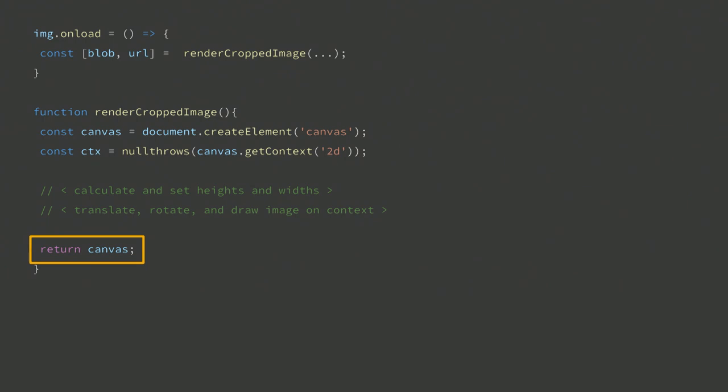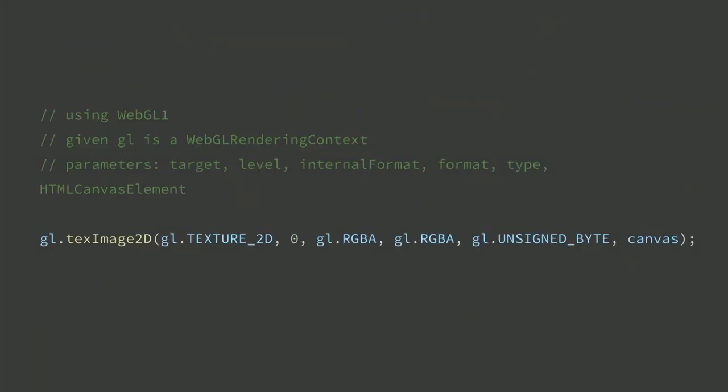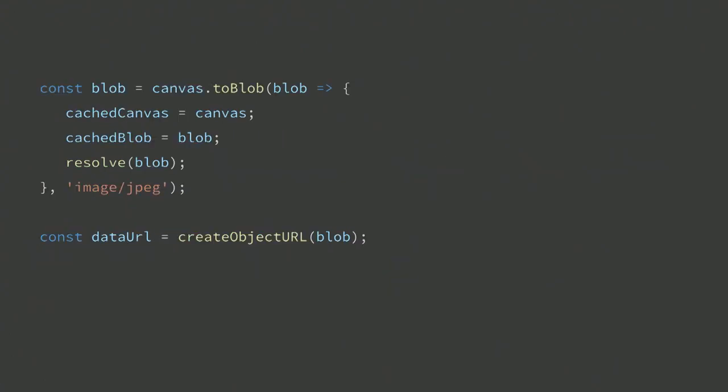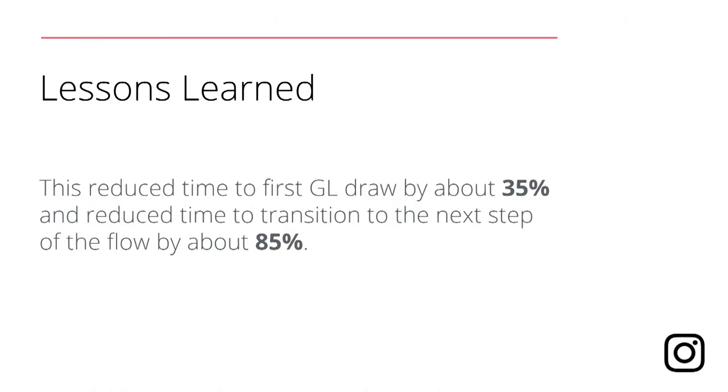Since the WebGL rendering context's texImage2D accepts the HTML canvas element, we're able to return a canvas directly. And WebGL will read that canvas as the source pixels of the texture, like so. When the user is done selecting the image, then we can render a canvas.toBlob, which we found to be 2 times faster than canvas.toDataURL, and then generate the data URL from the blob.